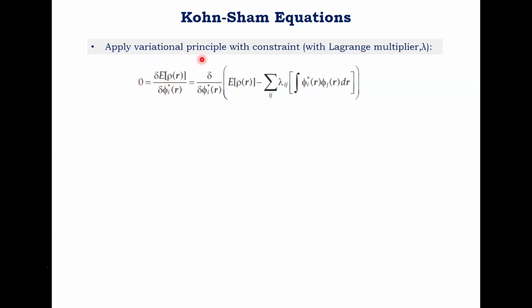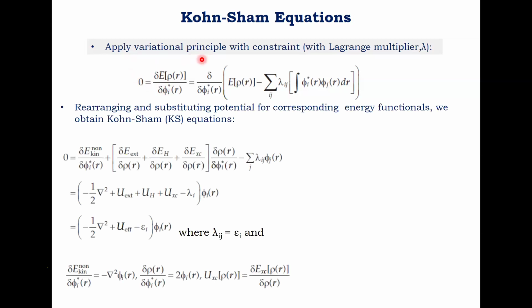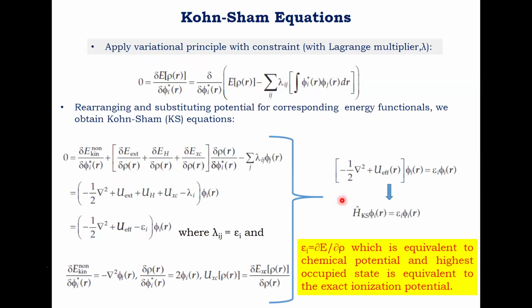To minimize energy, energy can be written like this. What you do basically is rearrange this equation and put the different energy functionals here: the external energy functional, the Hartree energy functional, and the exchange correlation energy functional. The lambda i's, which were the Lagrange multipliers, are replaced by epsilon i at the end. So what is this now? This is basically the Kohn-Sham equations after putting in these different energy functionals.